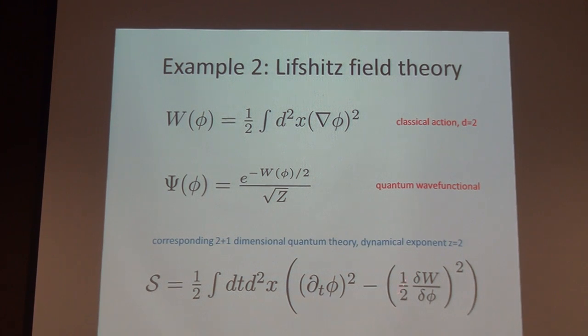So in fact, this is a more general formula. You can actually take any statistical weight you want here. You can add interactions, and this would still be a Lagrangian whose exact ground state wave functional is e to the minus W over 2.